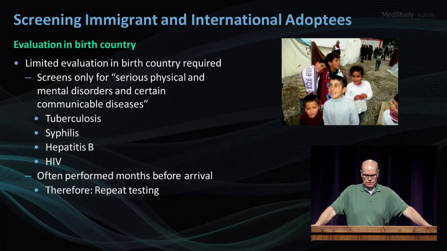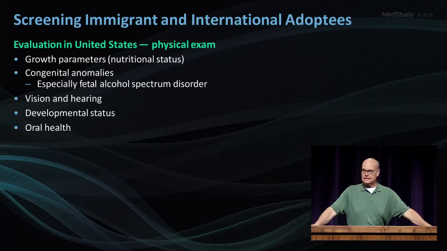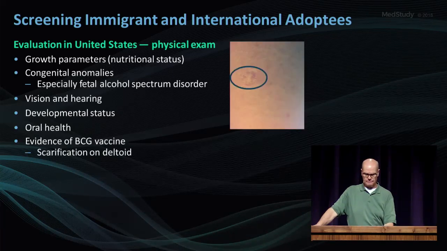Also, these particular tests are oftentimes performed months before arrival. So even if there's evidence of testing for these diseases, the AAP recommends that these children be retested for all of them. Once they get in the U.S., how do you evaluate these children? Well, obviously, you evaluate their nutritional status for any evidence of congenital anomalies, especially from those from the former Soviet Union. Evaluate for fetal alcohol spectrum disorder, vision and hearing, developmental status, and oral health.